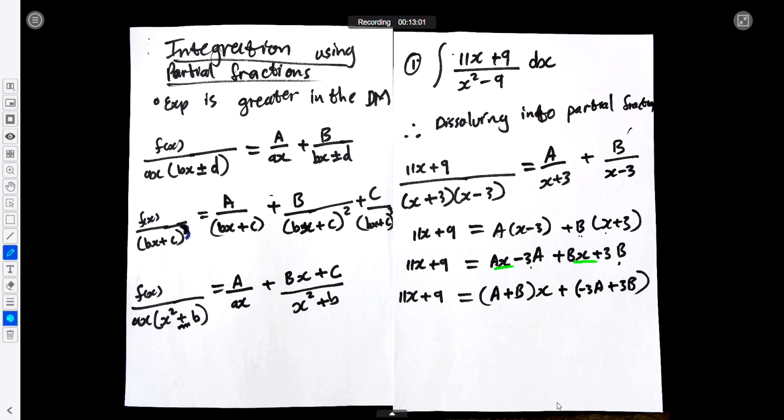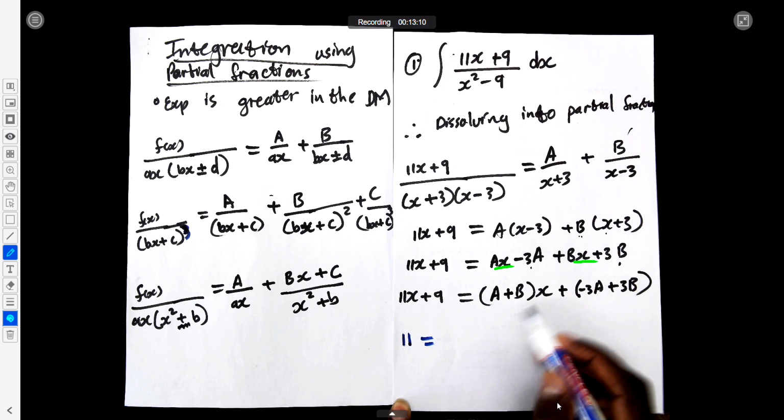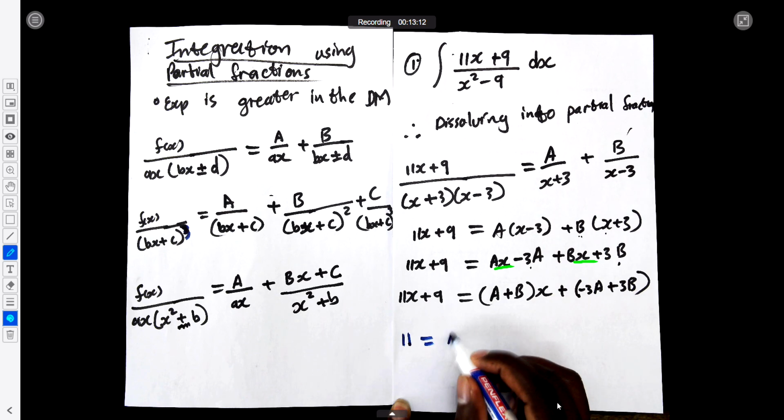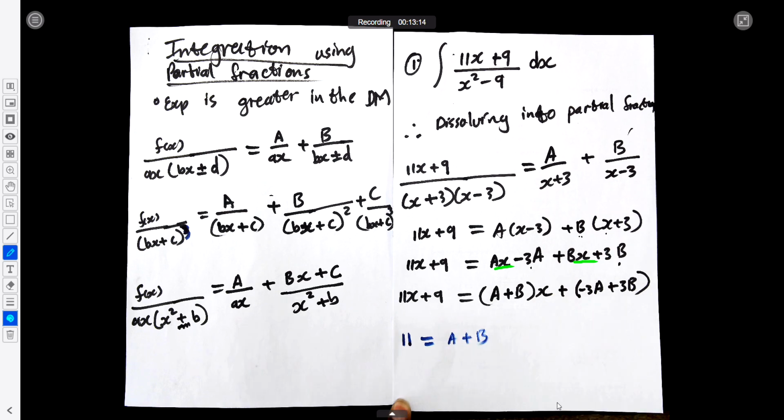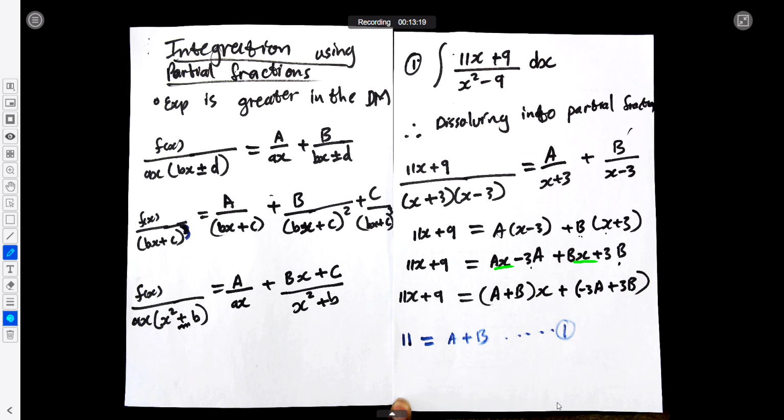Now the second part, so now we can deduce equations. So we'll say that the coefficient of x in the left hand side is 11, isn't it? Then in the right hand side, the coefficient of x is a plus b. So we state that this is equation 1.